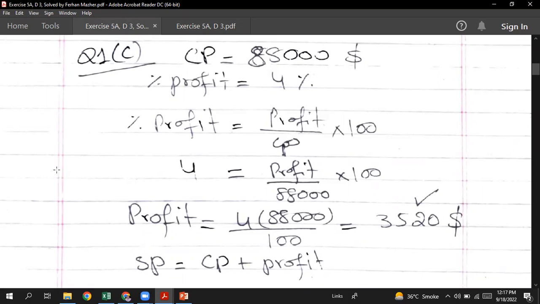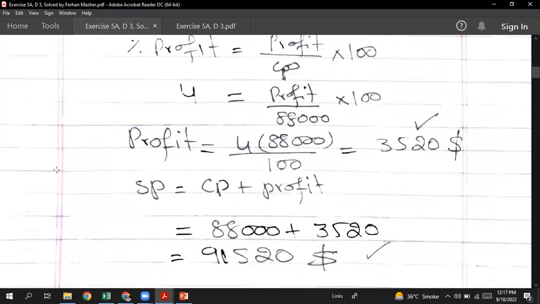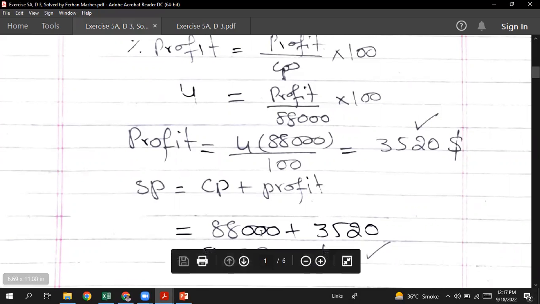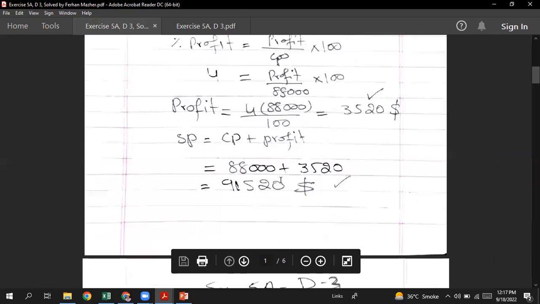So we will put the values. Percent profit is 4, profit I don't know, we have to find out. And the cost is $88,000 multiply 100. So the profit will be 4 multiply 88,000 divided by 100, and that will be $3,520. And now the sale price is equals to the cost price plus the profit. So the cost price is $88,000 and the profit is $3,520. So add them, so you will get $91,520. So let me reduce the size so you can see the whole solution together.